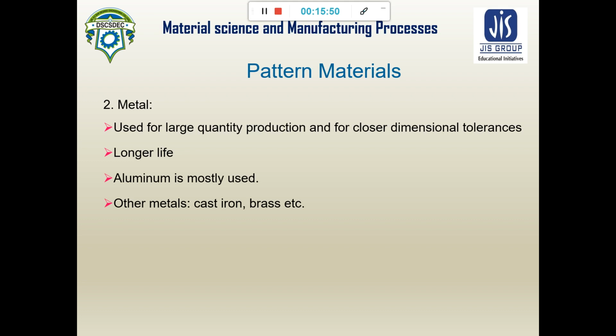The metal is cast very precisely, and after the casting is done, we get our pattern. This metal pattern is used for large quantity production, and it has a longer life. Aluminium is mostly used as a metal pattern, and other materials such as cast iron and brass can also be used, but aluminium is the most common.